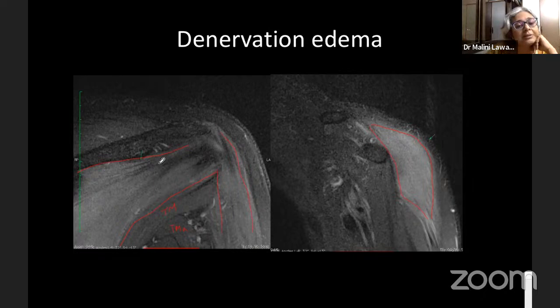So when you see multiple muscle denervation edema, one, is there a nerve getting compressed, for example, by a paralabral cyst? Or if that's not, could this be due to brachial plexitis, brachial plexus neuritis, which leads to Parsonage-Turner syndrome? Chronic denervation will lead to muscle atrophy, but subacute denervation will be seen only as diffuse edema.